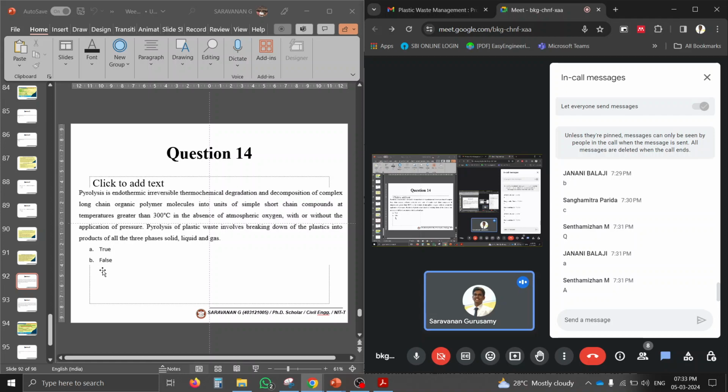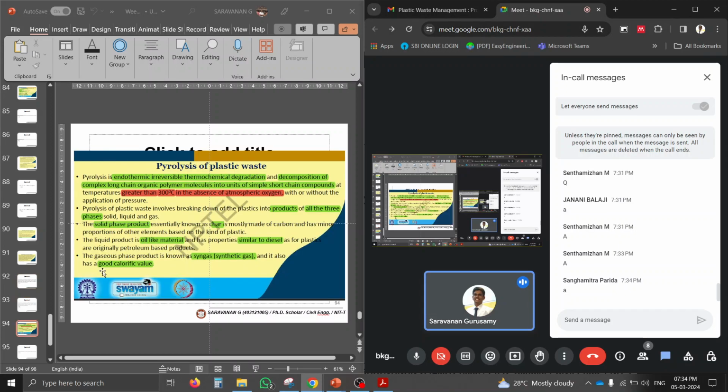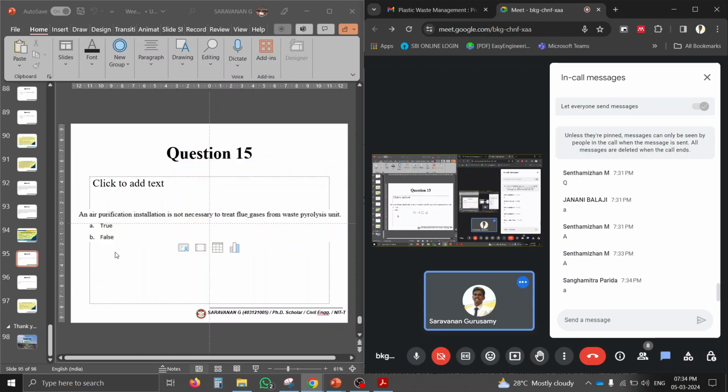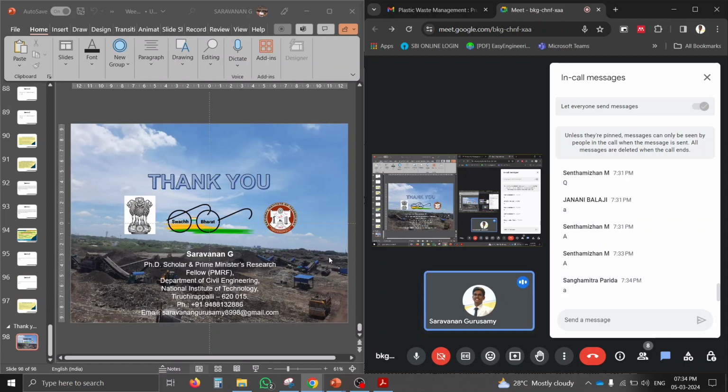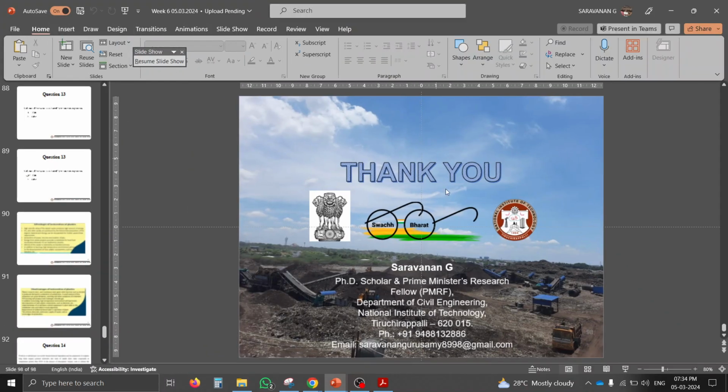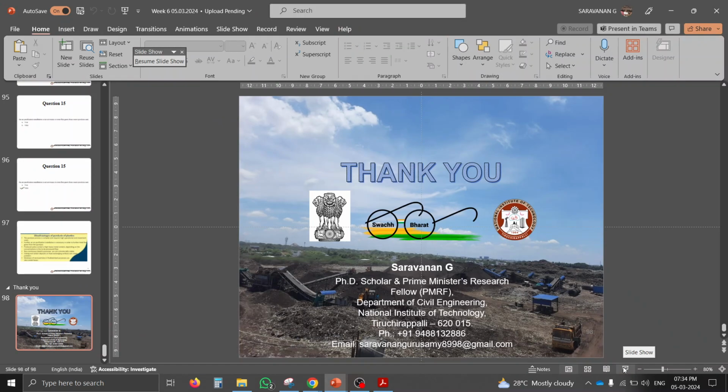Pyrolysis of plastic involves breaking down into products of three phases. True or false? So it's true. But if the same is mentioned for incineration, incineration in the absence of oxygen, that is false. Incineration requires continuous supply of oxygen. And air purification system is not unnecessary, we have discussed it. It's false.